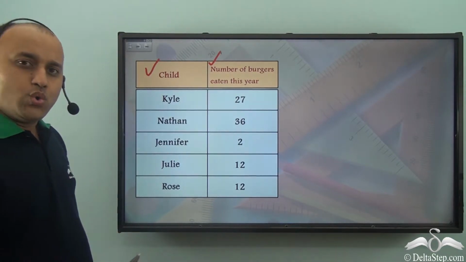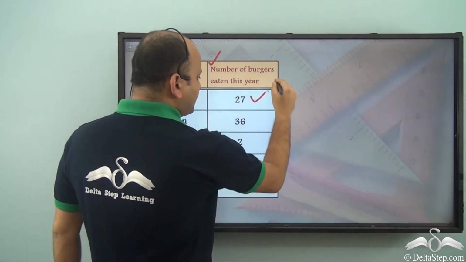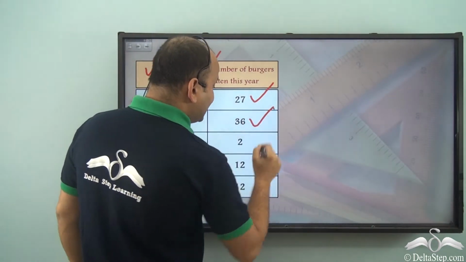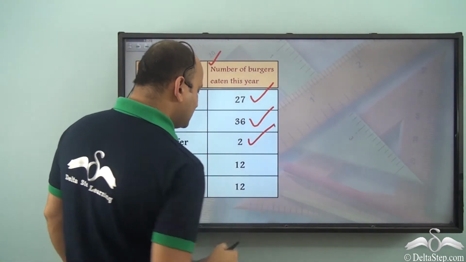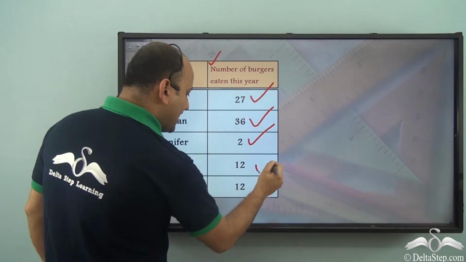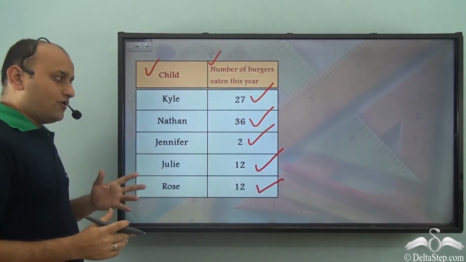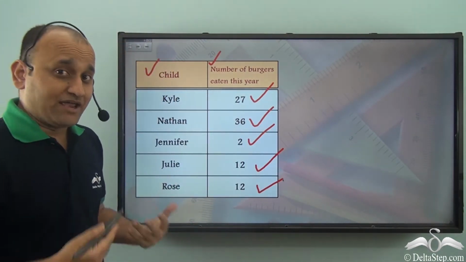So let's see who ate how many burgers. So Kyle had 27 burgers this year, while Nathan had 36 burgers this year. Jennifer had 2 burgers, Julie had 12, and Rose had 12. So again, in this data, you can find out some information.